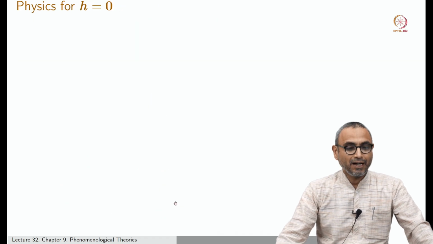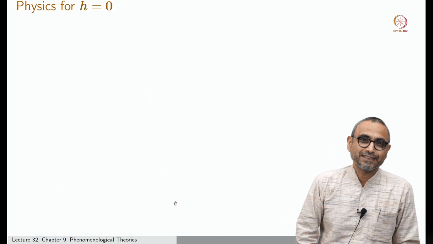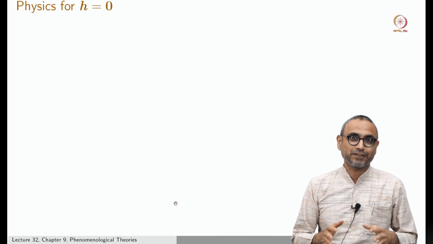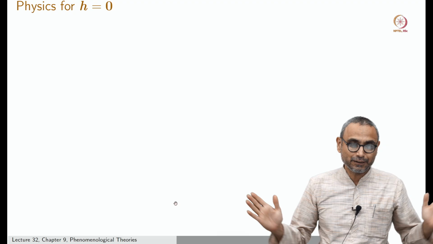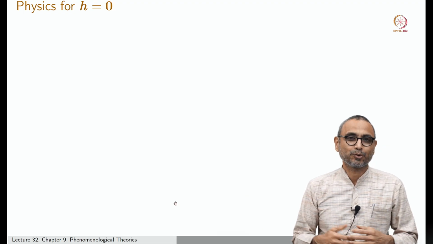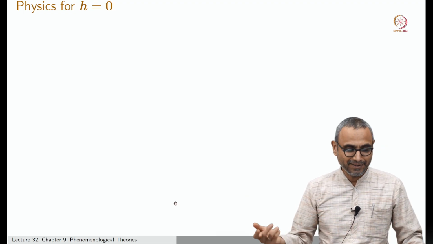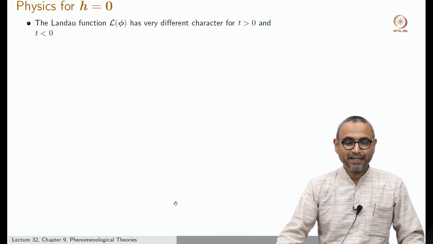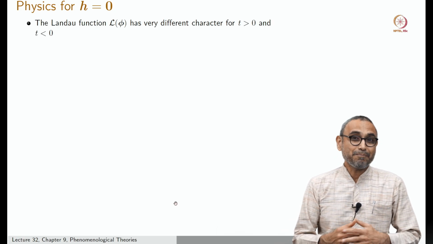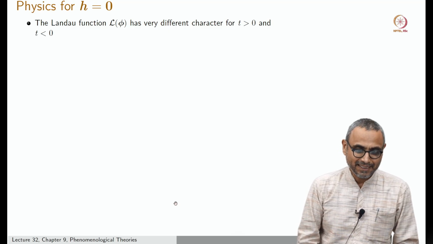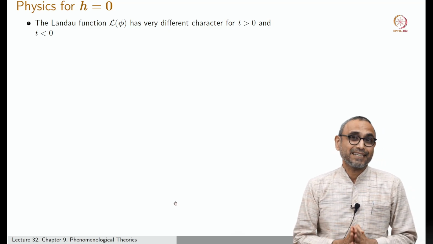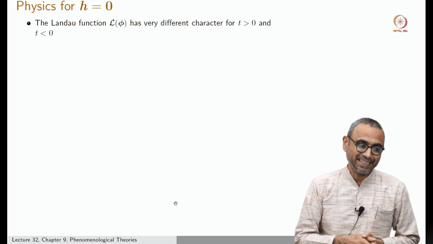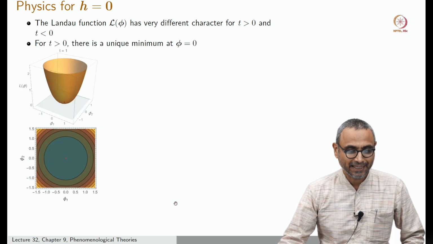Okay, so what I'm going to do now is I'm not going to have any external symmetry breaking field, and I want to study the system in the absence of any symmetry breaking field to see whether there are some nice phases I can get, even phase transitions. The main message I want to convey in this slide is that the Landau function has very different character when t is positive as opposed to when t is negative. So let's see what that is.